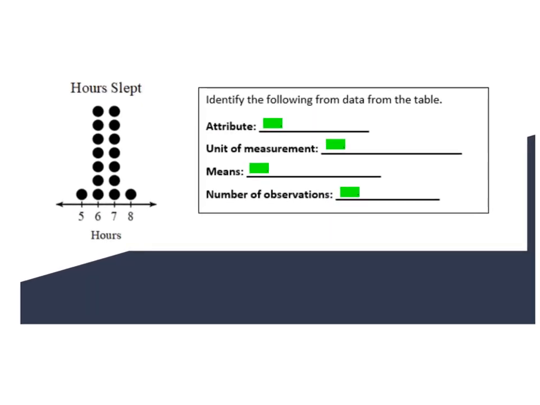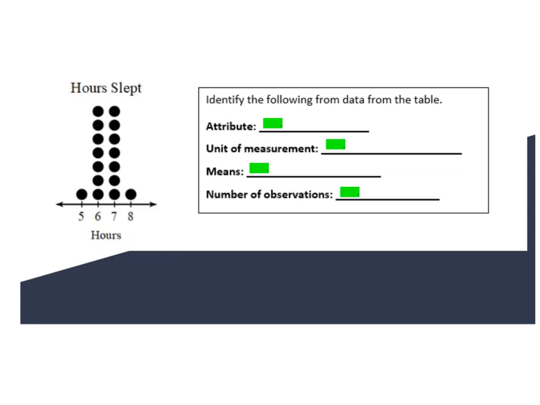So this one, we have hours slept and then the frequency. So this is a dot plot over here to the left. For hours slept, we have 1, 5, and 1, 2, 3, 4, 5, 6, 7 sixes. So somebody slept 7 times for 6 hours and so forth. So they want us to identify the different pieces.